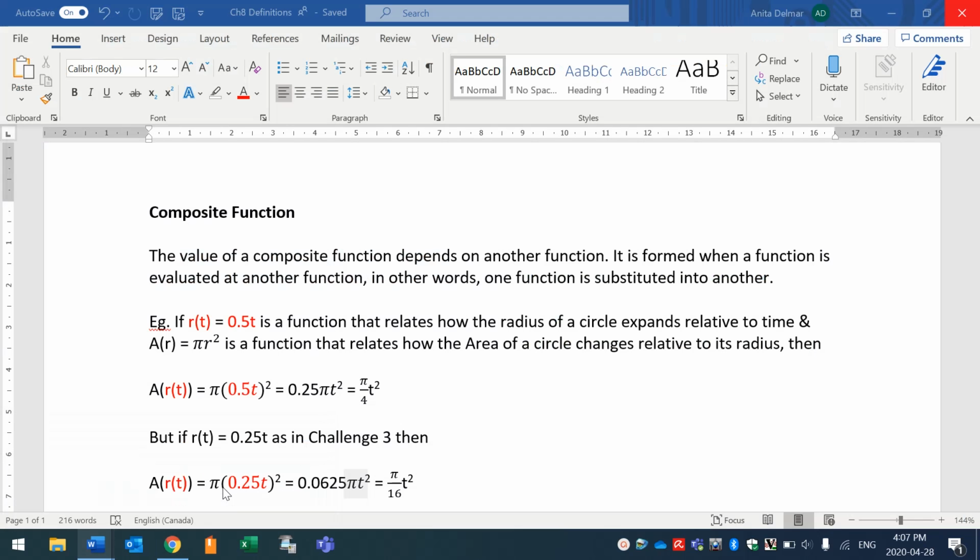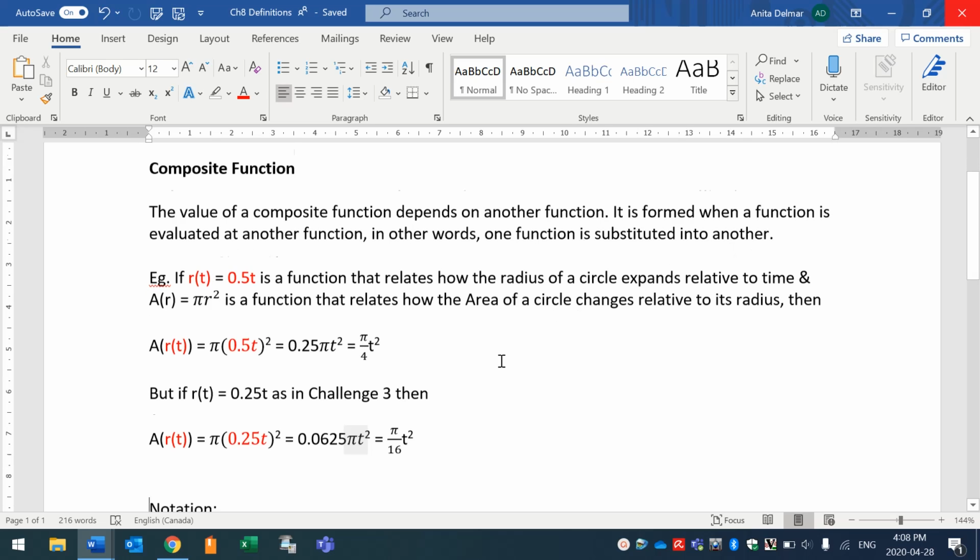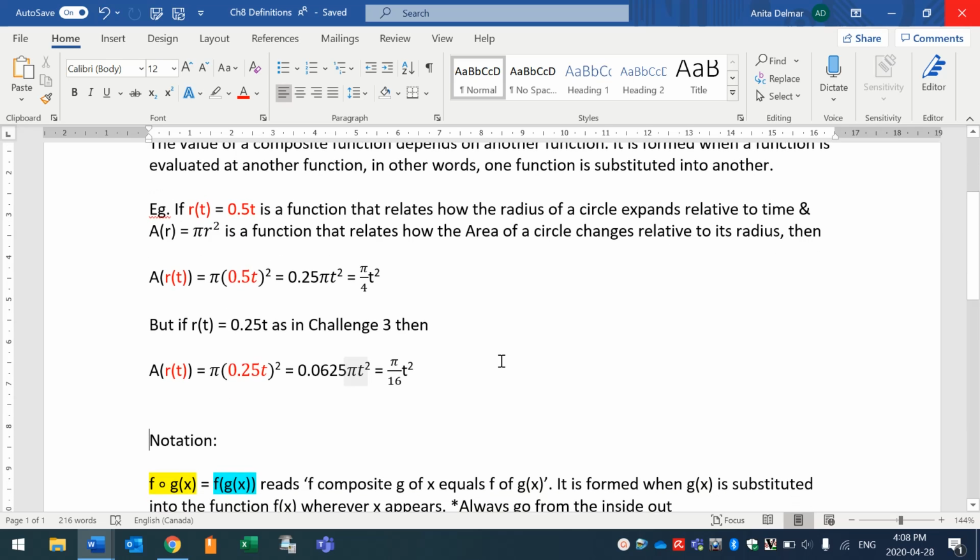So let me flip over here to my definitions. A composite function, and I'm going to go through the mathematical definition after this example, but just the meaning of a composite function is that the value of a composite function depends on another function. It is formed when a function is evaluated at another function. In other words, one function is substituted into another. Okay, so let's see how that works for this example, and then I'm going to show you how it works in general.